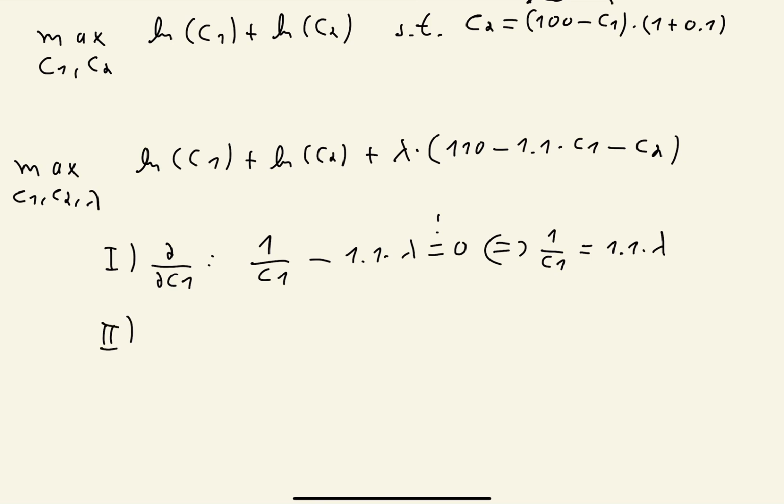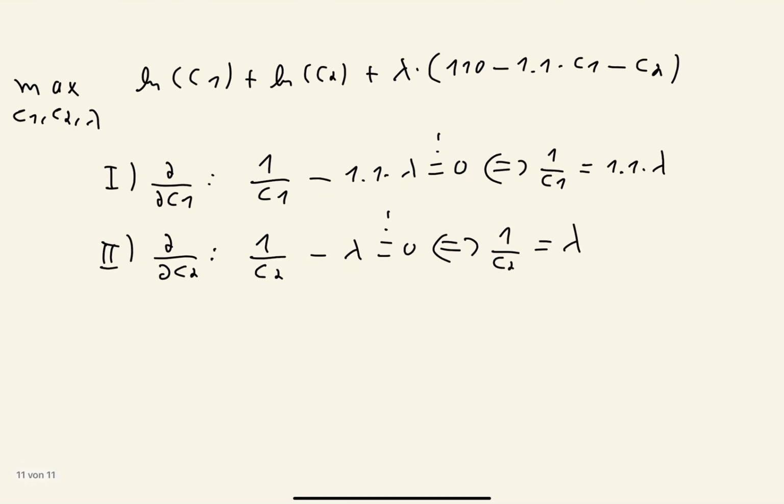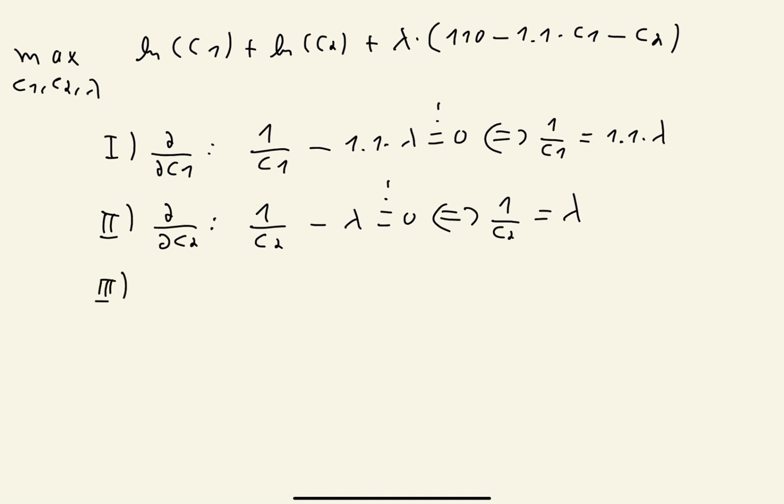We do the same thing for C2. So we take the partial derivative with respect to consumption in the future period. That's 1 divided by C2 minus 1 times lambda, so simply lambda. This is supposed to be 0. And if you rearrange this, we end up with 1 divided by C2 is equal to lambda. And the third partial derivative is with respect to the Lagrange parameter. So then we have 110 minus 1.1 times C1 minus C2, and this is supposed to be equal to 0.